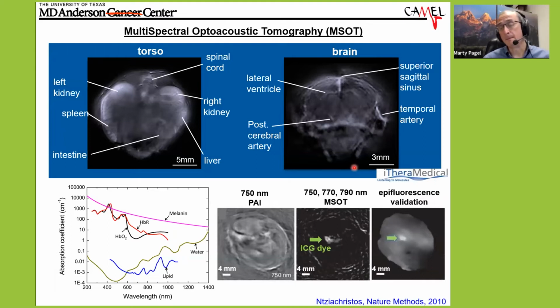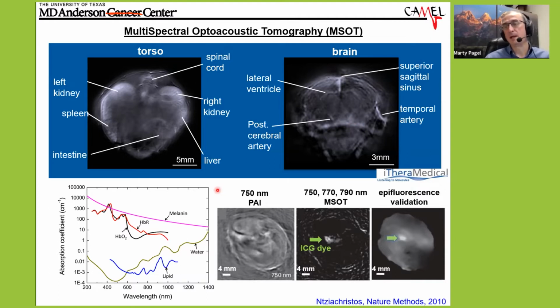But here's a key. MSOT is really not an anatomical imaging modality. MRI, CT produce much finer images for looking at anatomy. And here's an example where in the mouse, you can kind of see the kidneys, intestines, and so on. But you have to somewhat be trained to feel that you're looking at the correct tissues within the MSOT image.